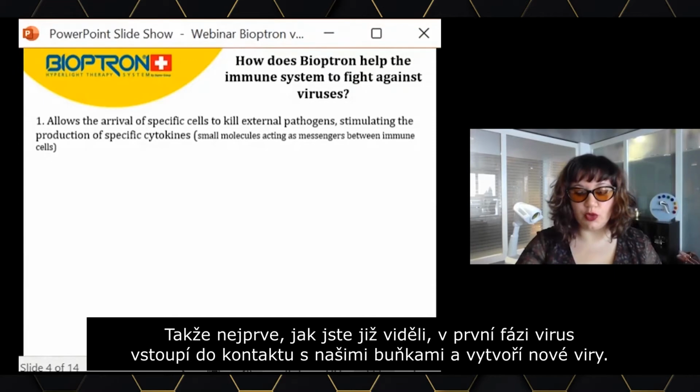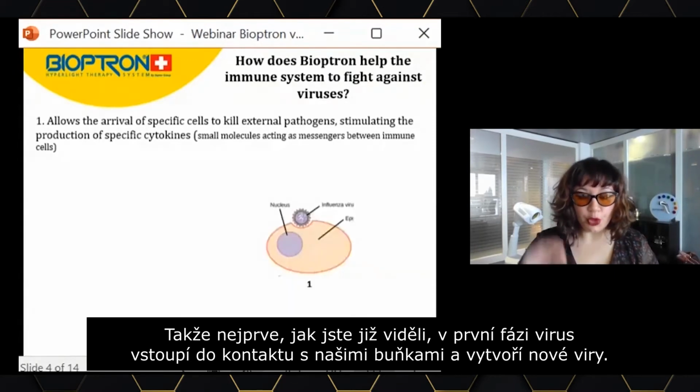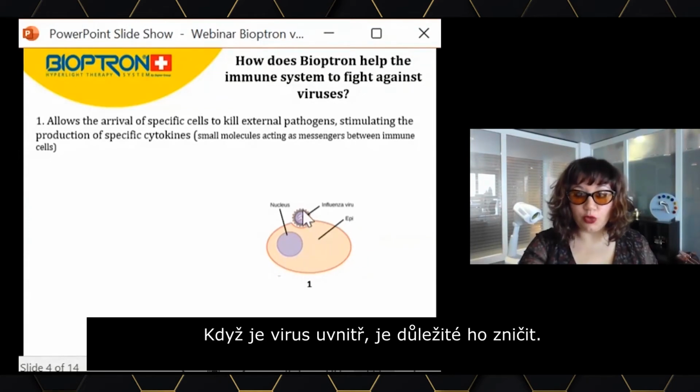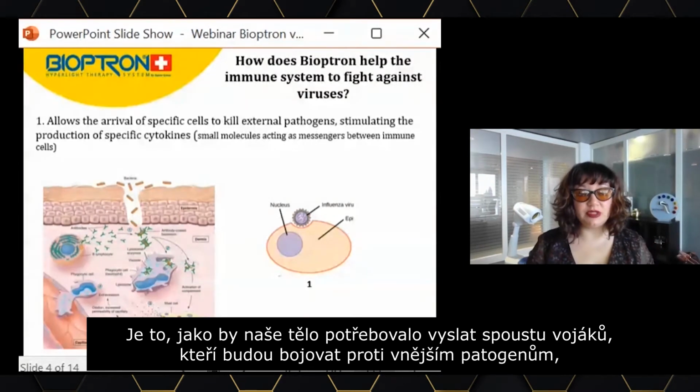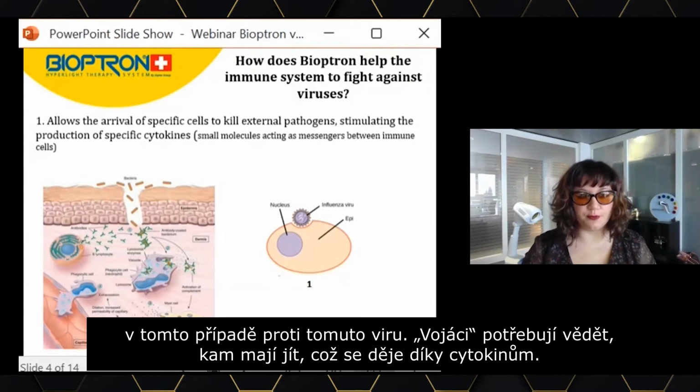So first of all, as you have seen earlier, in the first phase the virus will enter in contact with our cells to create new virus cells. When the virus is in, it's very important to destroy it. For that, our body needs to send specific cells from the immune system. It's like our body needs to send a lot of soldiers that will fight against this external pathogen, in that case, this virus. For that, they need to know where to go, and this is thanks to the cytokines.